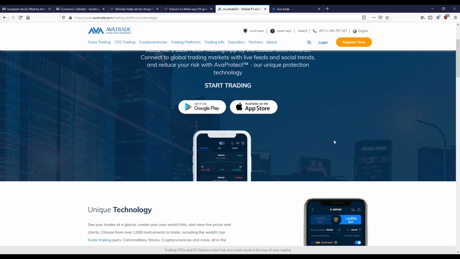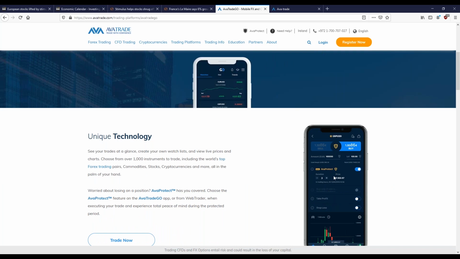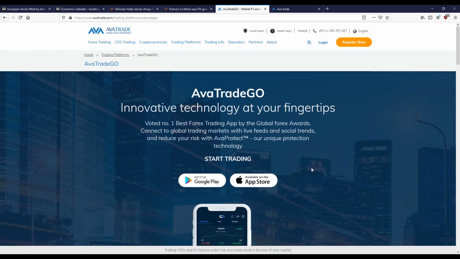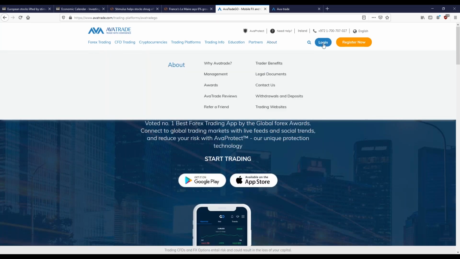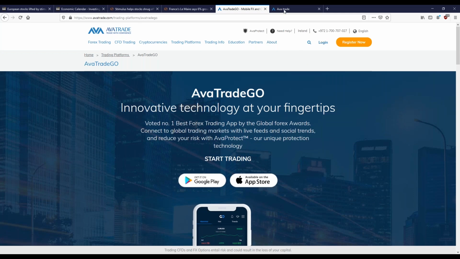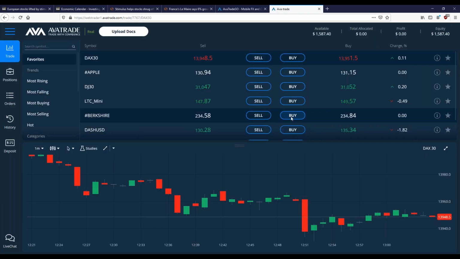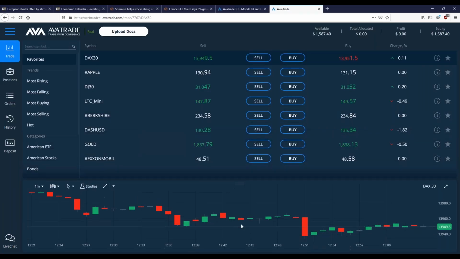And so we'll go over some of the features that are on the app, because they're also on the WebTrader platform. So if you log in here, you will see the WebTrader platform. Those of you who've been with AvaTrade for some time, from pre-WebTrader platform, you might not have it active on your account.